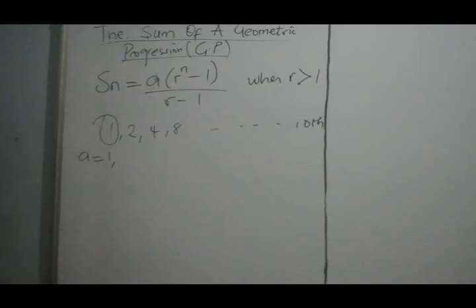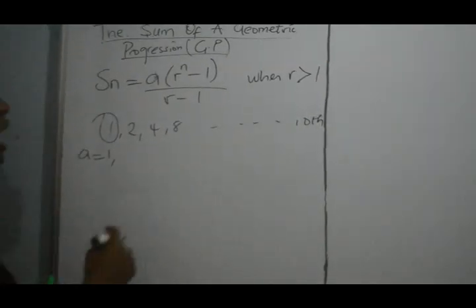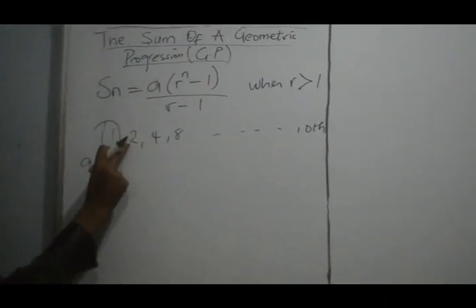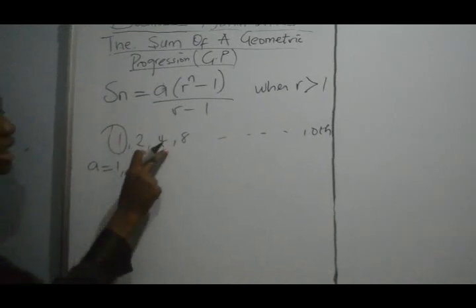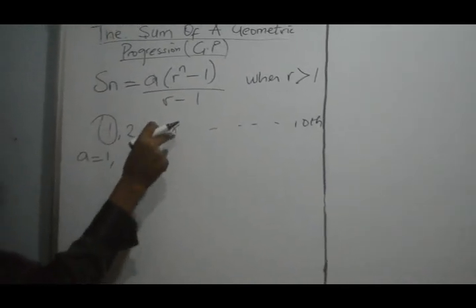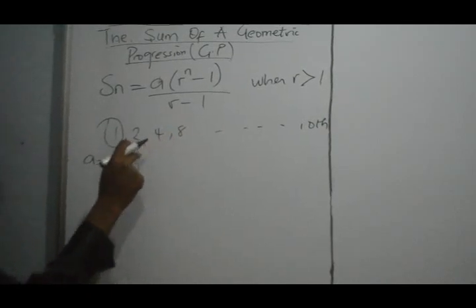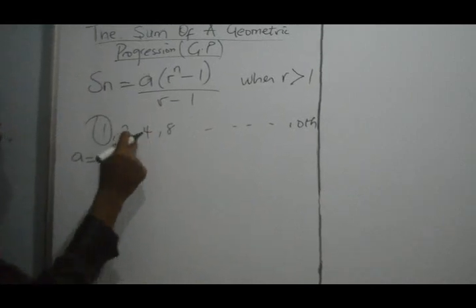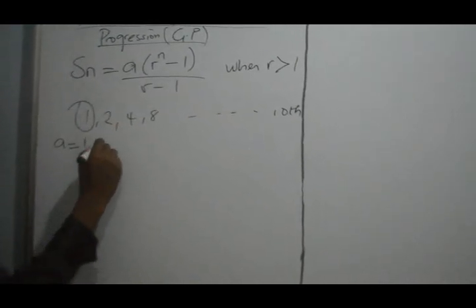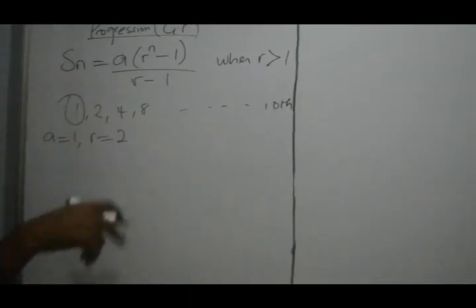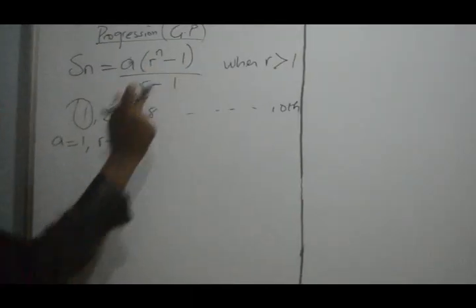That's settled. The next thing we need to know is our ratio. Usually our ratio is our second term divided by our first term, or our third term divided by our second term, or our fourth term divided by our third term. You can just divide any one. So when we divide, our ratio is equal to 2. 8 over 4 is 2, 4 over 2 is 2. So our ratio is equal to 2, and 2 is greater than 1, so it fits into this formula.